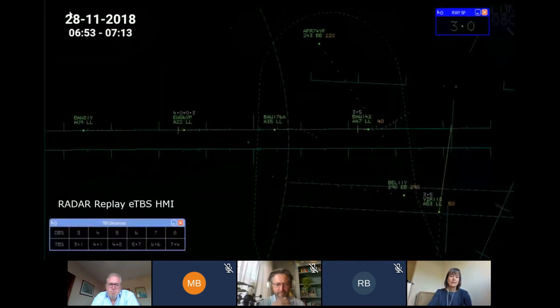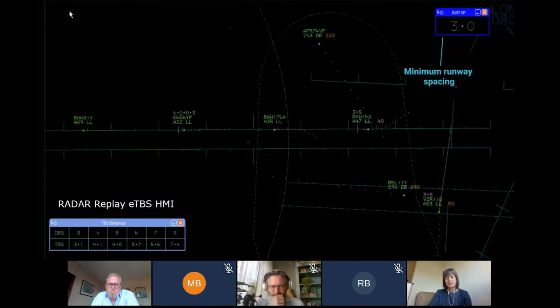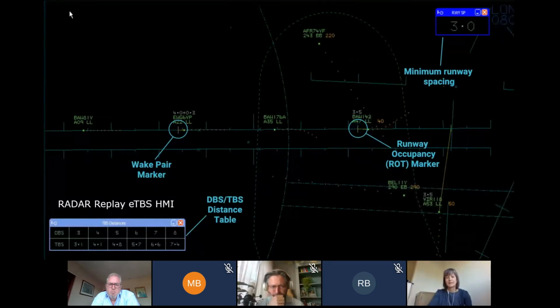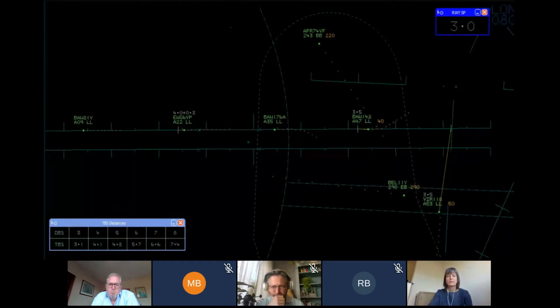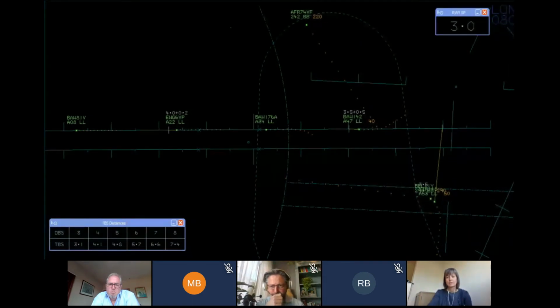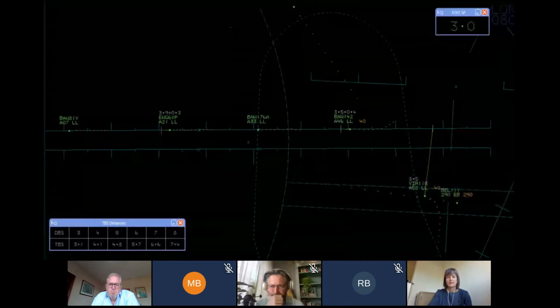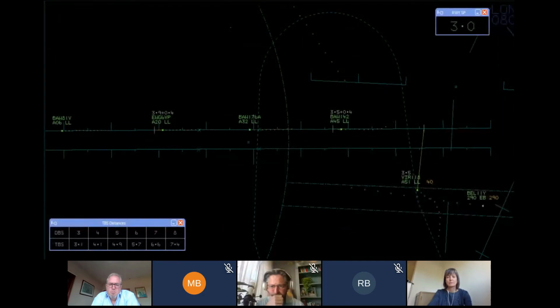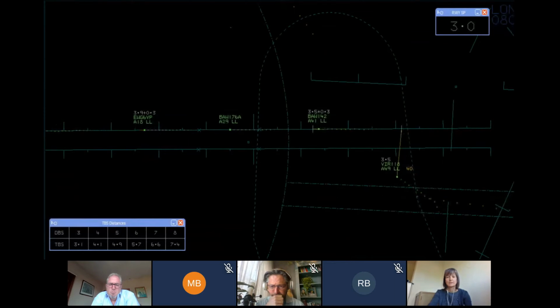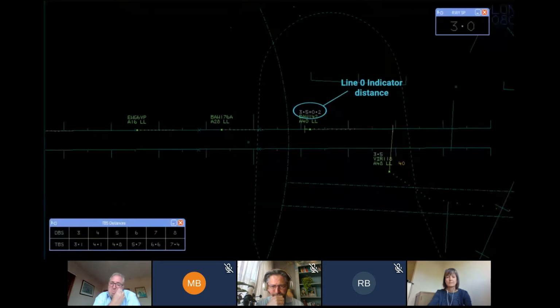This is a radar replay of what the controller sees with TBS and ETBS. The animation will show a number of functions which will be highlighted. The indicators are shown on the extended center line. We can see the pink one for wake separation and green for the runway ROT spacing. Bottom left is the TBS table, which gives controllers the TBS separations for the 6 main distance separations. As the wind changes, the TBS separations update accordingly.